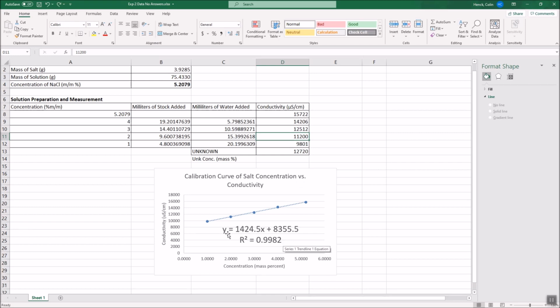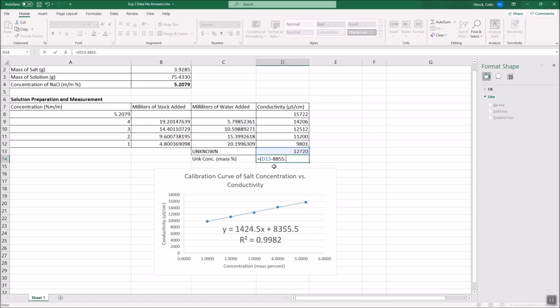The other thing that this gives me is the equation of the line. I now have the equation of this line that relates y, conductivity, with x, concentration. I also have the conductivity of my unknown, which is a y value. So I simply want to solve for x. To do that, I type in equals, and the first thing I want to do is take this value, which is y, and subtract b, the y-intercept.